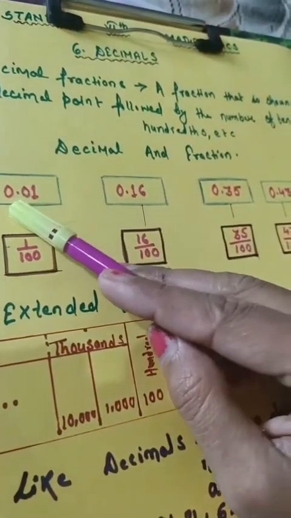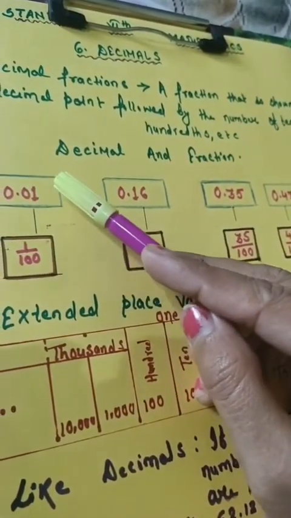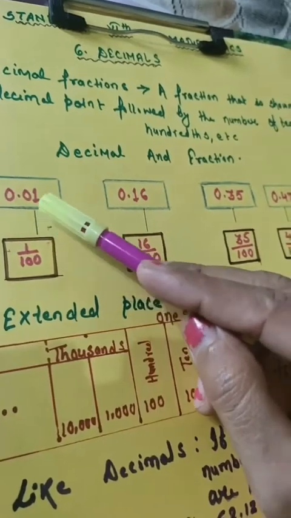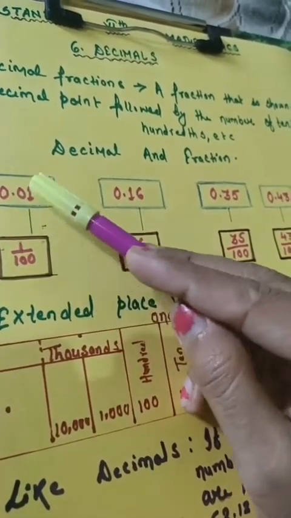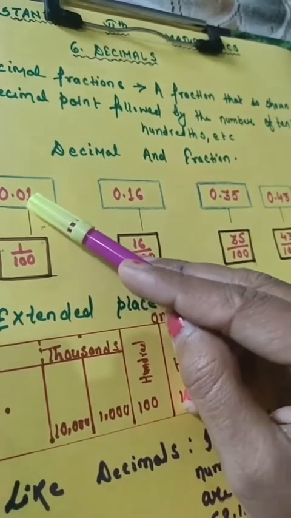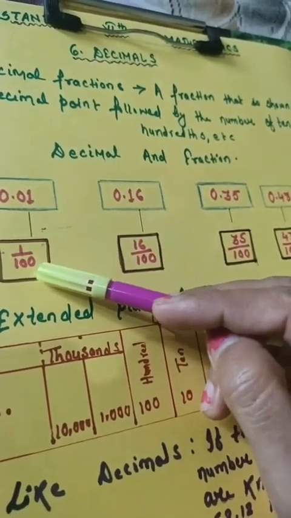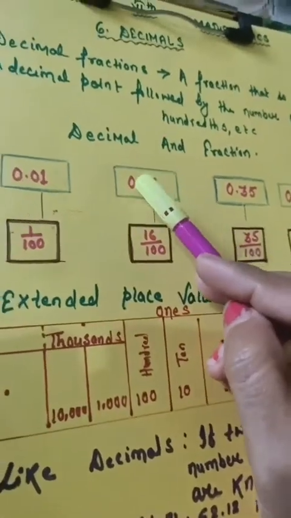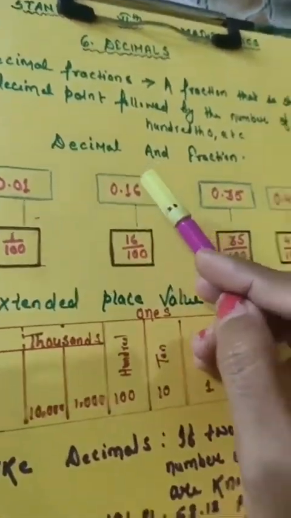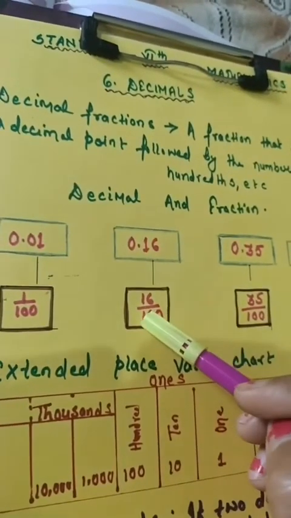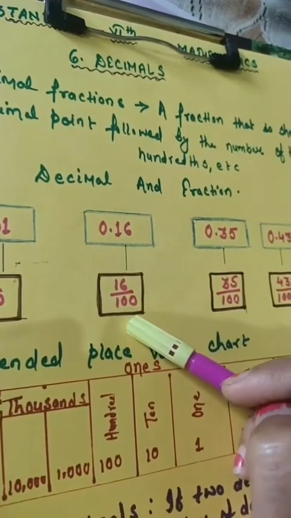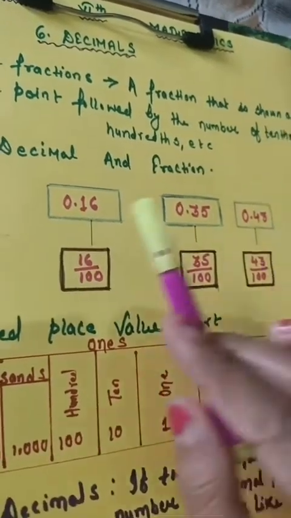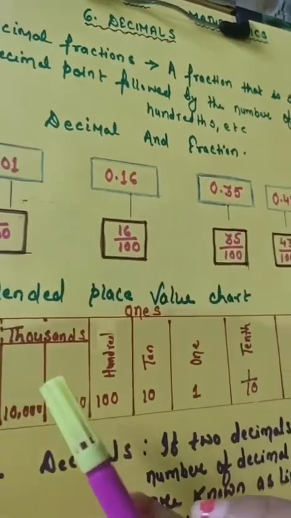Suppose you have 0.01. How do we write it as a fraction? So 1 we have to write. Point means 1. And how many digits are given after the point? 2 digits. So we put 100 here. Second example, 0.16. 16 I write the same. Point means always 1, and how many digits are given? 2. So 100 I put here.